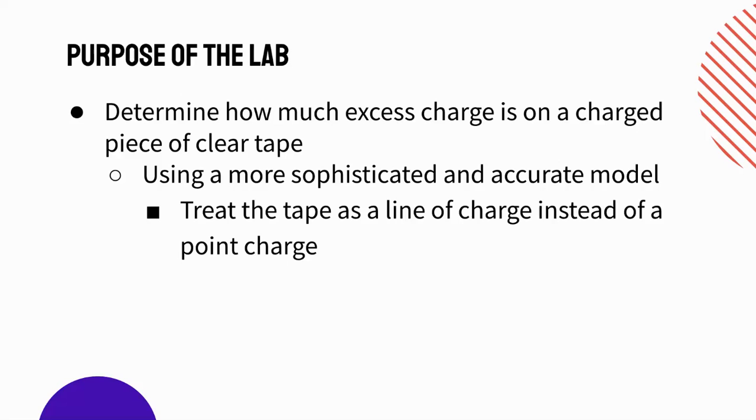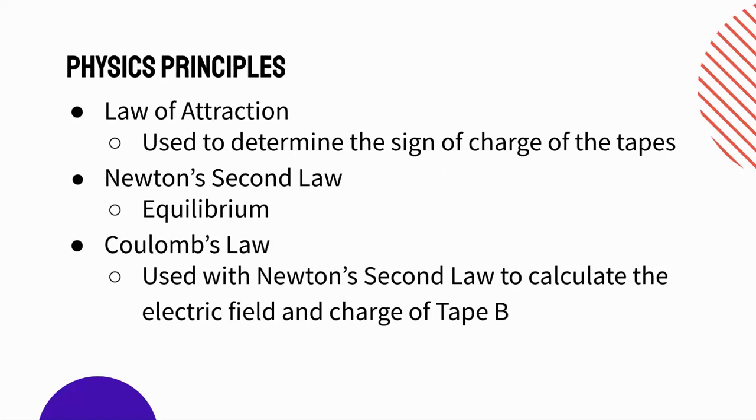For this lab, I use the same experimental data from Lab 1, but will be creating a more advanced computational model. This lab is based on these physics principles. The law of attraction allowed me to determine if the tape was positively or negatively charged. Because I created a floating system in which the system was at equilibrium, I could use Newton's second law in conjunction with Coulomb's law to calculate the electric field and charge of tape B.